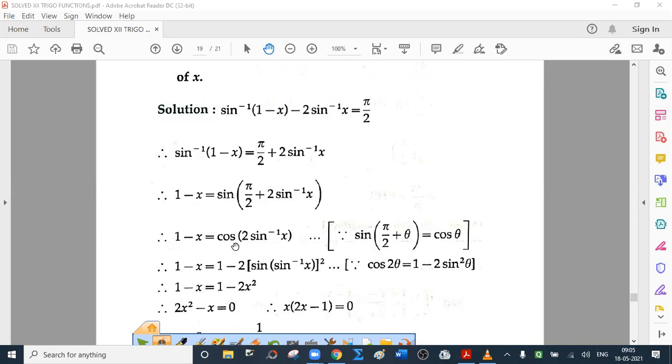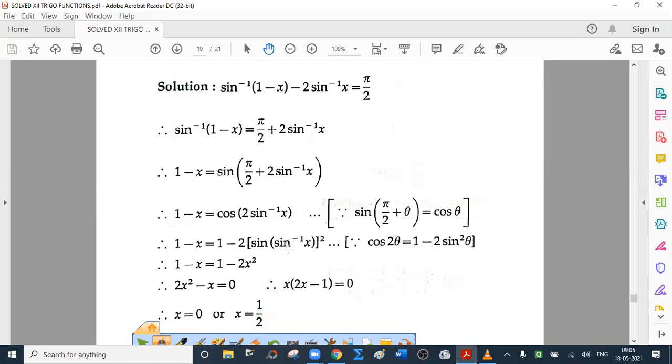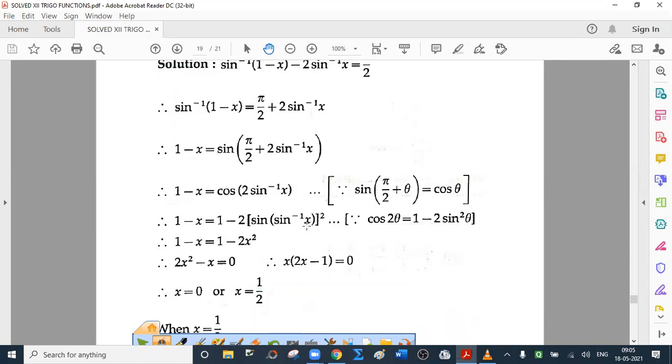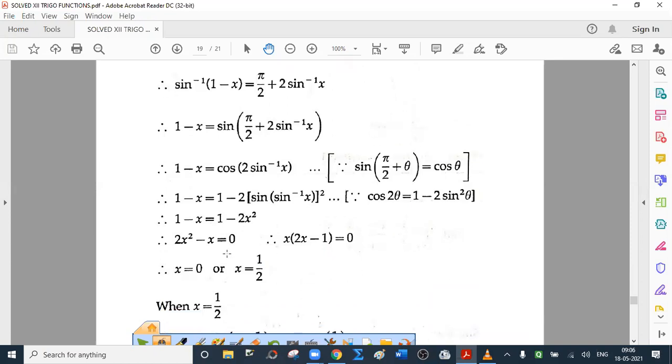I'll explain this part again. See, consider sine inverse x as theta. What is cos 2 theta? 1 minus 2 sine square theta. So cos of 2 sine inverse x is 1 minus 2 square of what? Sine theta. So sine, but what is theta? Sine inverse x. Now what is the advantage of this? Sine of sine inverse x is simply x. So the equation becomes 1 minus x equal to 1 minus 2x square. That is 2x square minus x equal to 0.